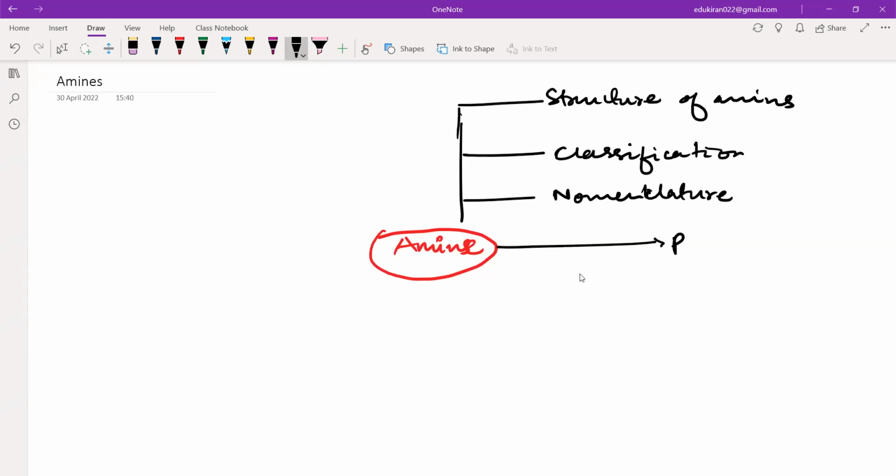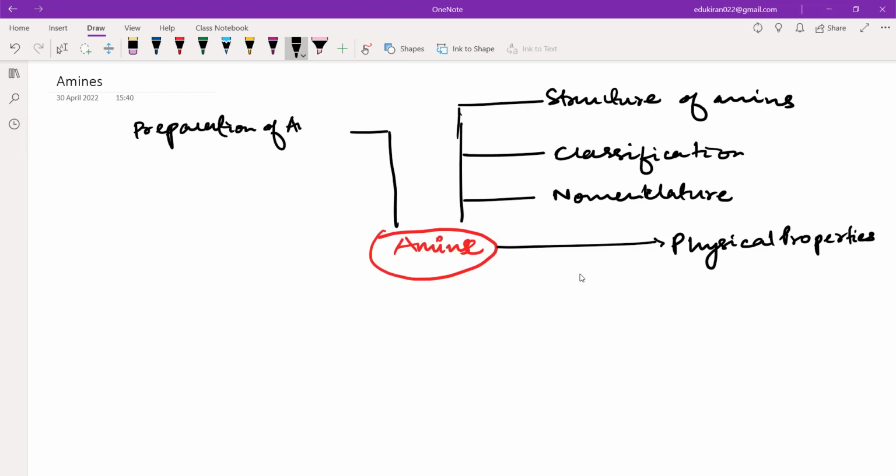In physical properties, what do we do? Mainly it is about boiling points and melting points of amines. Now comes the two major areas, that is the preparation of amines and then the chemical reactions and chemical properties. So let me write the preparation here. In preparation, you have many different subcategories, or you can say reactions, that are present for the preparation.